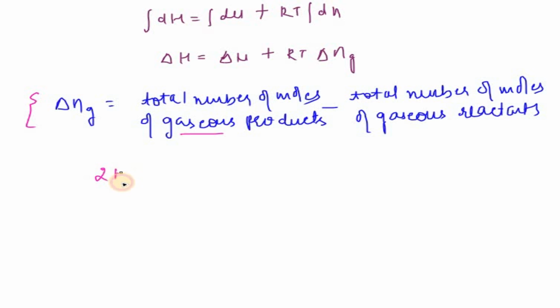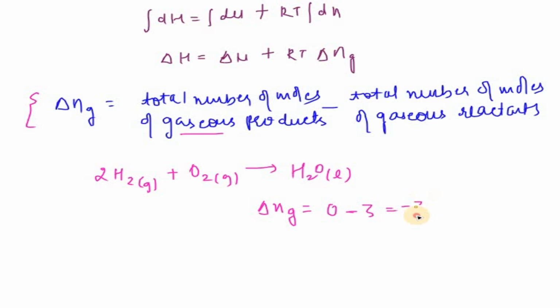So let's see an example. We have a reaction: hydrogen in gaseous state and oxygen in gaseous state forming H2O, water, in liquid state. Now what is the value of delta Ng over here? So we see how many moles of gaseous products there are. We don't have any gaseous product, minus reactant. How many moles of reactant? 3 moles. So the delta Ng value comes out to be negative 3.